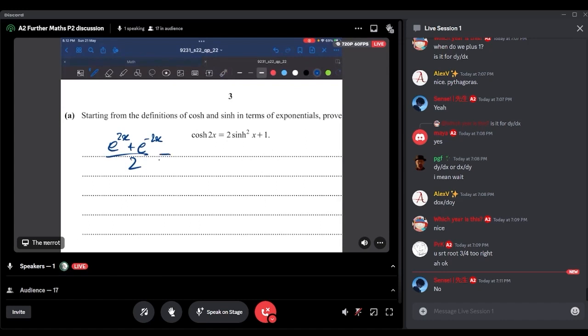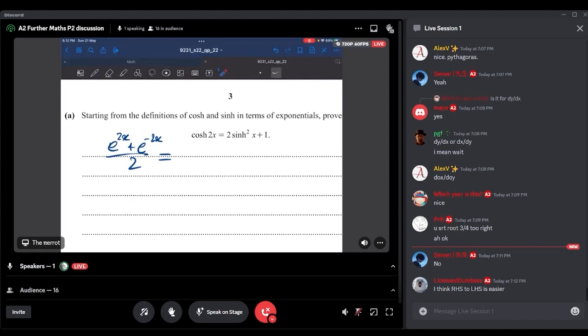And now, you need to find a square somehow. But you see that these two guys are squares. Why not just complete the square in this case? Yeah, right-hand side to left-hand side is easier, but it's not fun. Let's do it left-hand side to right-hand side.